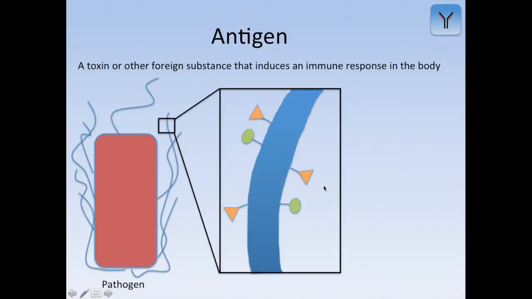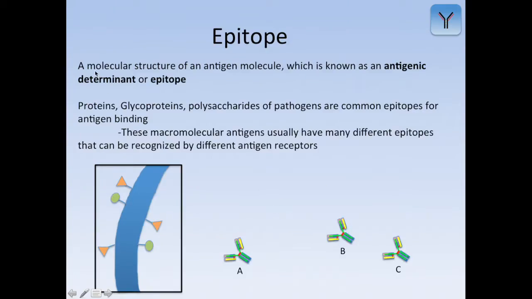What these are called is an epitope. Essentially, it's a molecular structure of an antigen molecule, known as an antigenic determinant or an epitope. It's certain areas of these moieties that can be detected by our proteins, meaning our T cell receptors and our B cell receptors. This is where they will be binding. The epitope is the binding spot of our T cell and B cell receptors in our immune responses.